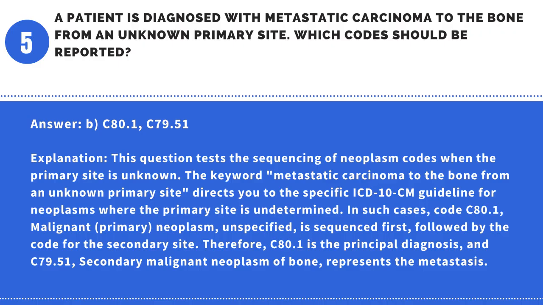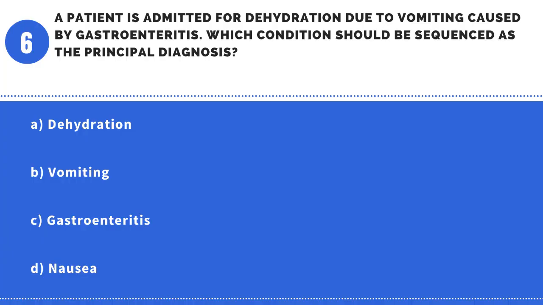In such cases, code C81, malignant primary neoplasm, unspecified, is sequenced first, followed by the code for the secondary site. Therefore, C81 is the principal diagnosis, and C79.51, secondary malignant neoplasm of bone, represents the metastasis. Question 6. A patient is admitted for dehydration due to vomiting caused by gastroenteritis.